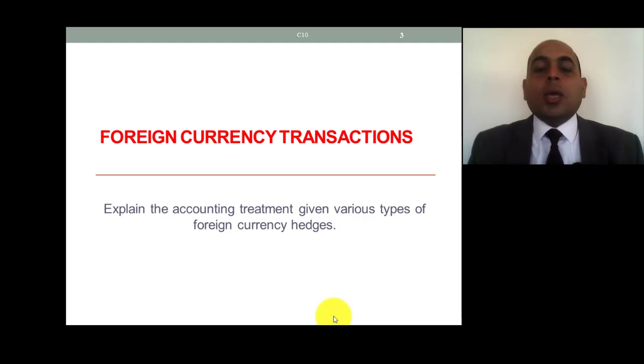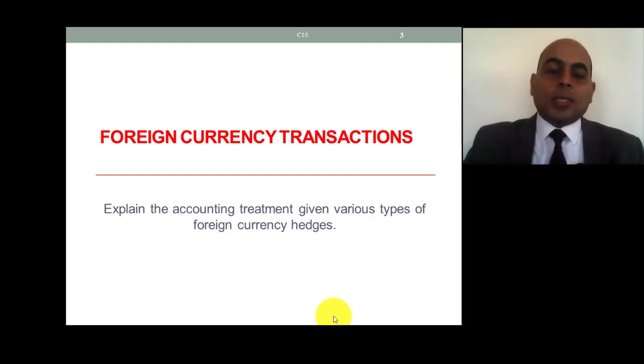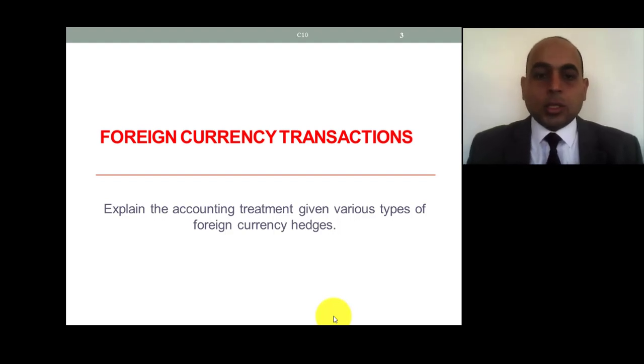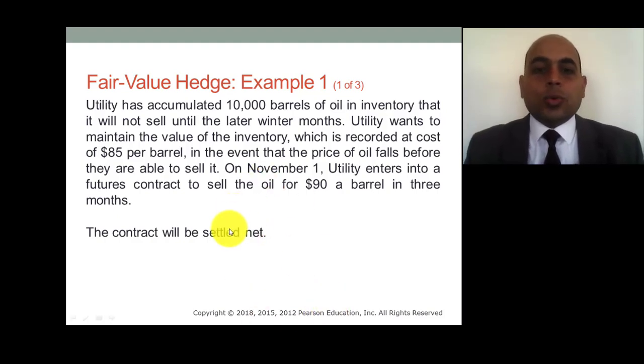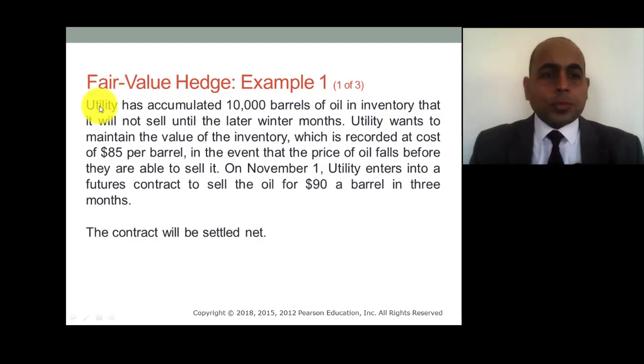Otherwise, if we aim to protect ourselves against the fluctuation of forecasted transaction, in this case, we will recognize the amount of gain or loss as other comprehensive income because we don't have a recognized transaction. To clarify these ideas, let us move to discuss this example.